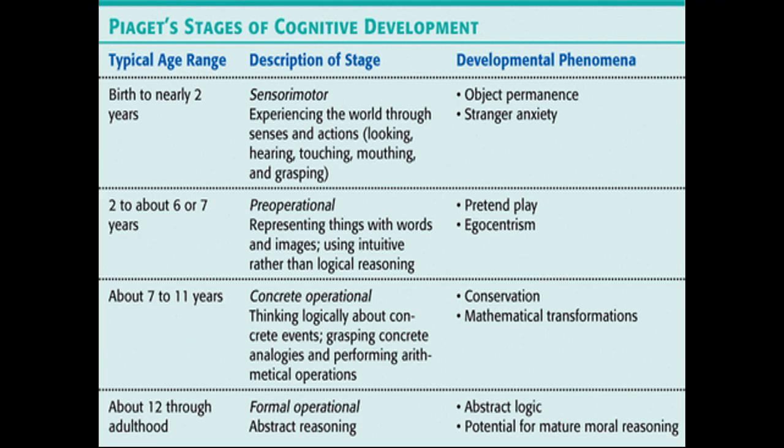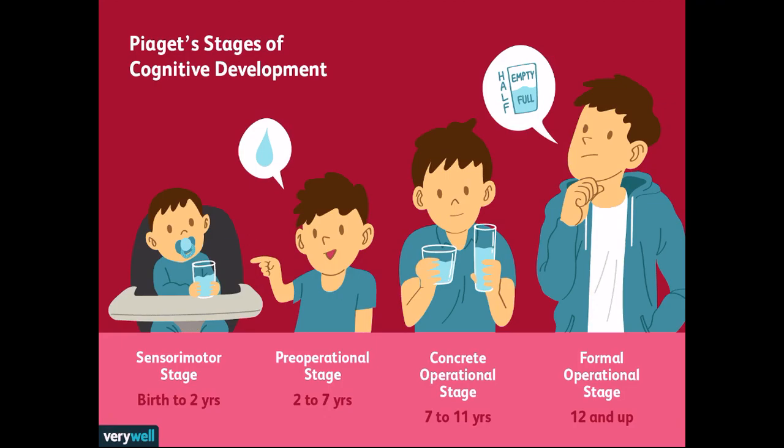There is abstract reasoning. Now to make it simple, let's see this picture. First is the sensorimotor stage, this one, that is birth to 2 years. The child can hold the water, the child will drink the water, the child can put his finger in and feel the water. That is the sensorimotor stage, with his senses. Next is the pre-operational stage.